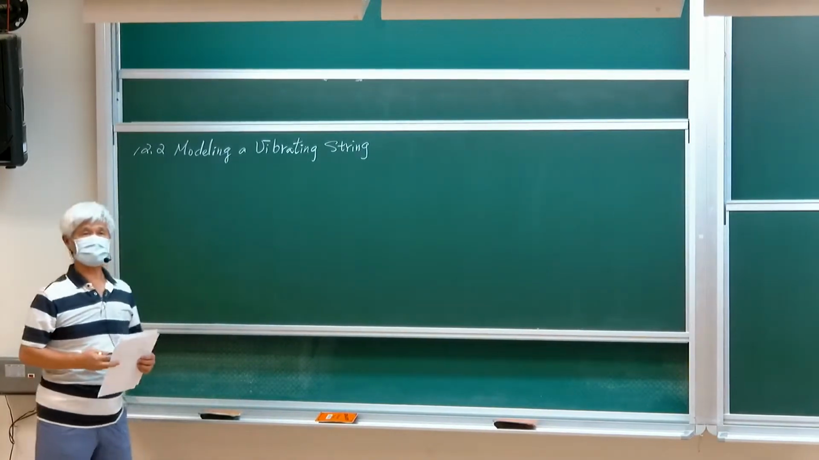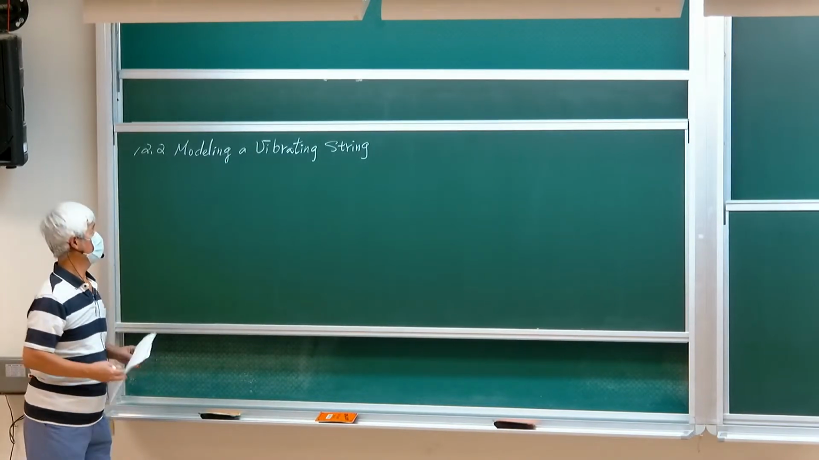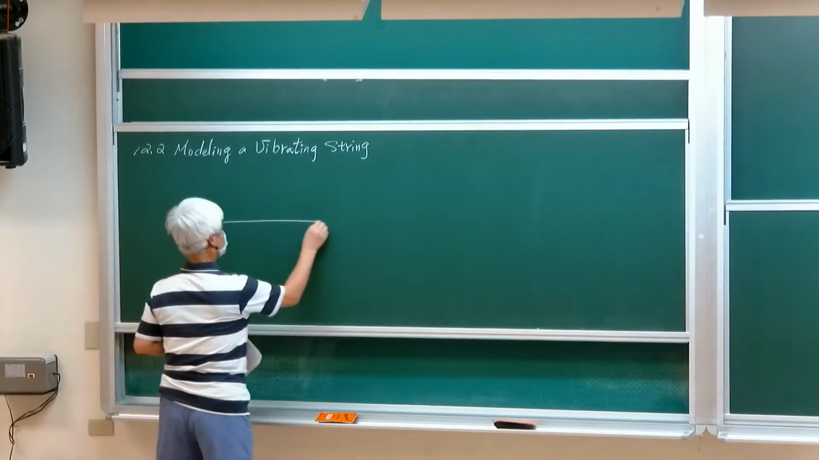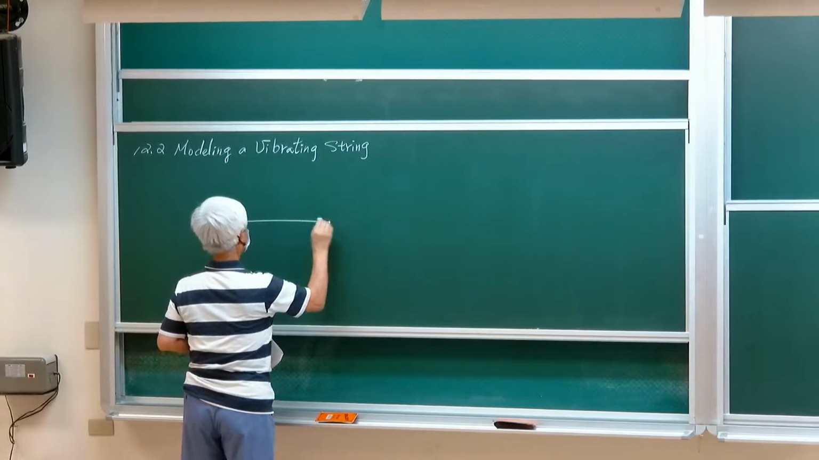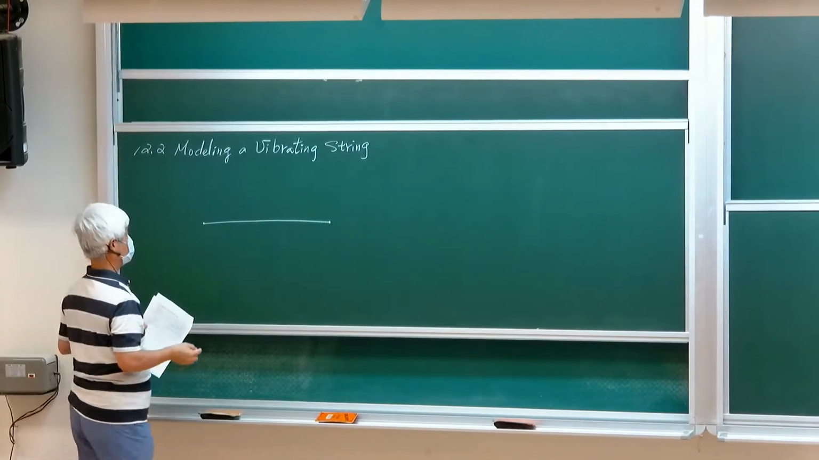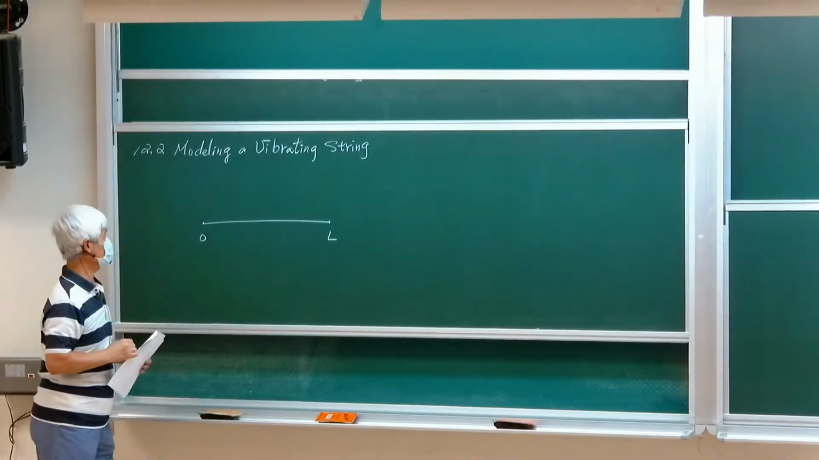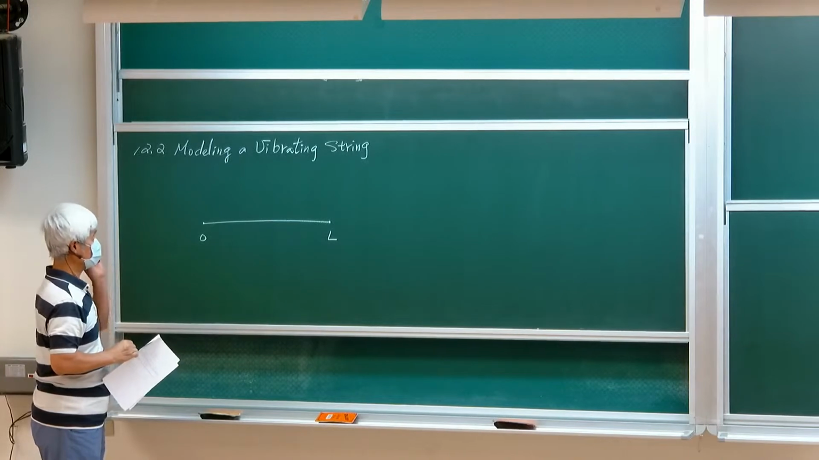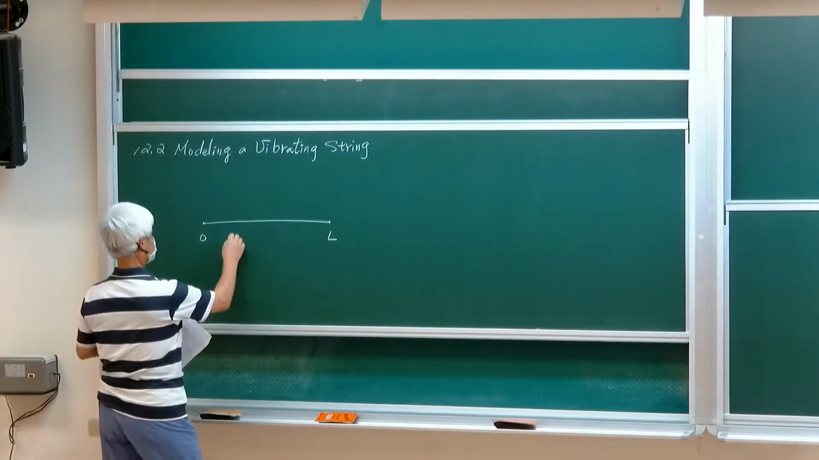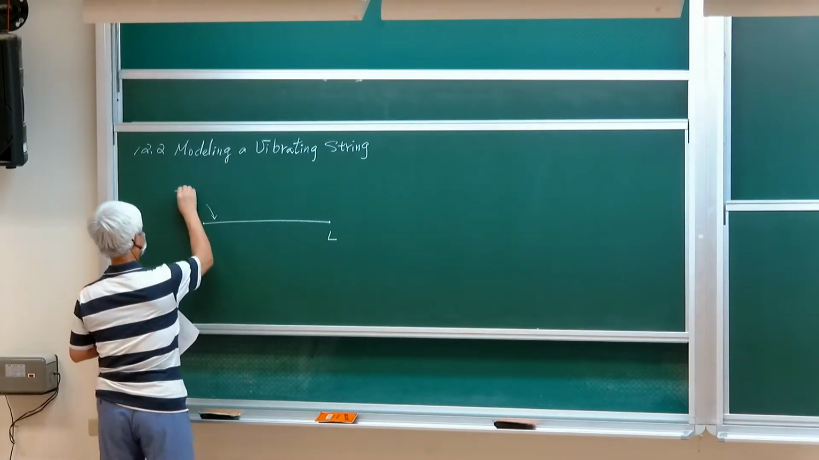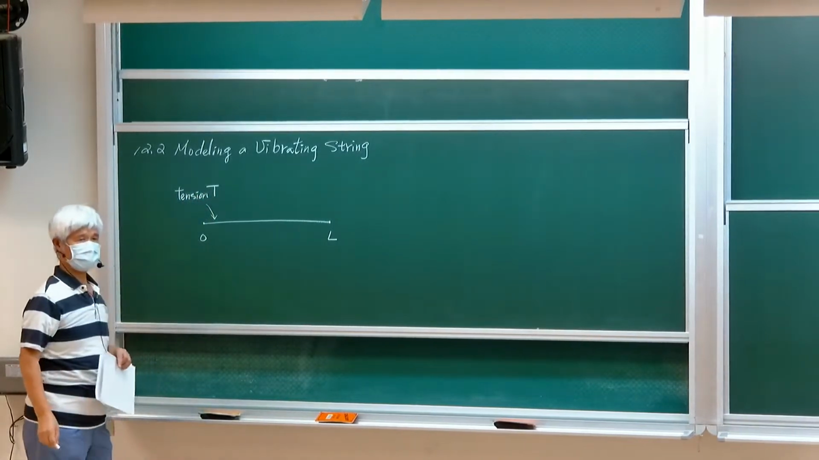This section is for deriving the one-dimensional wave equation. We consider a string fastened, where the length of the string is L and the string is fastened with tension. The tension is T.